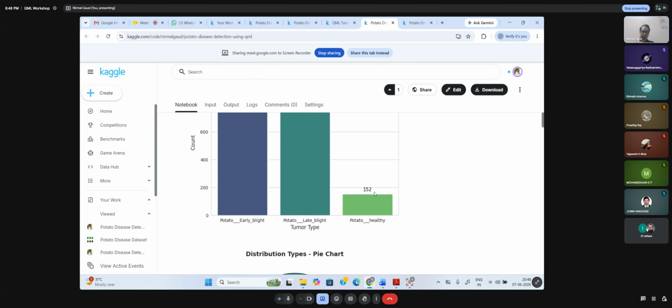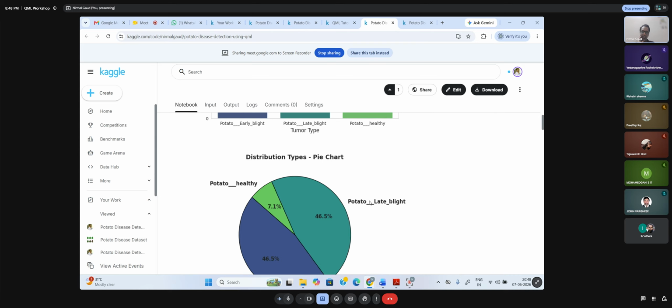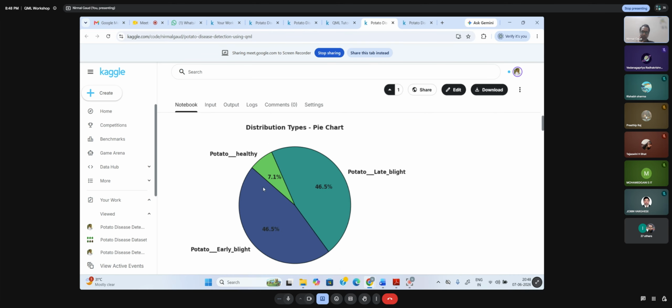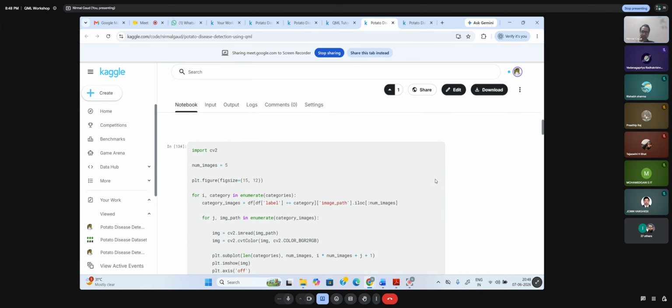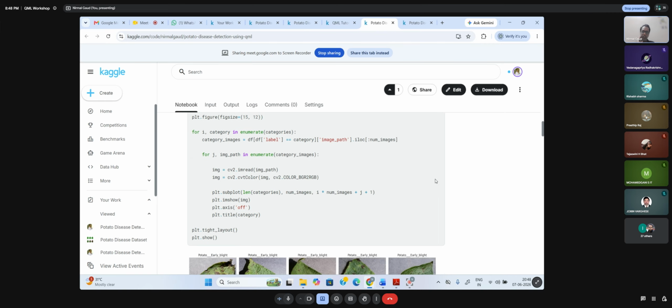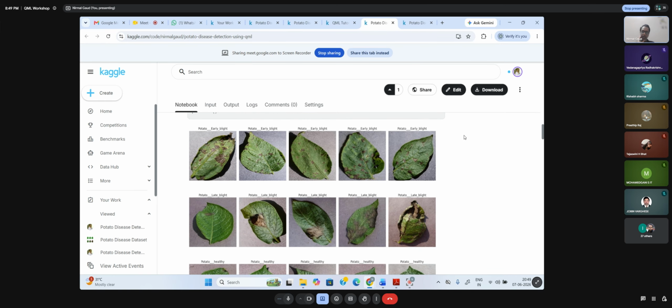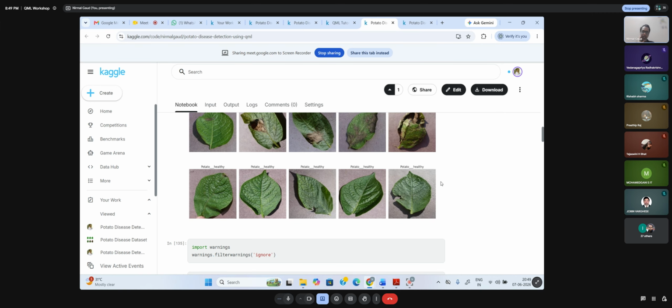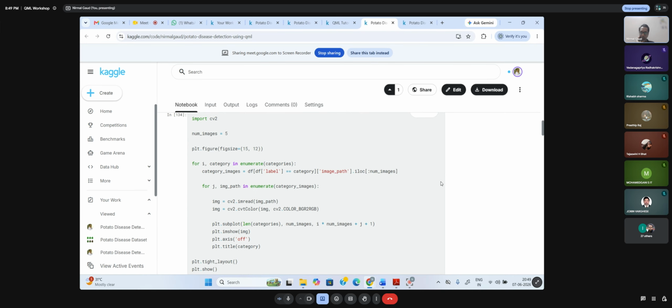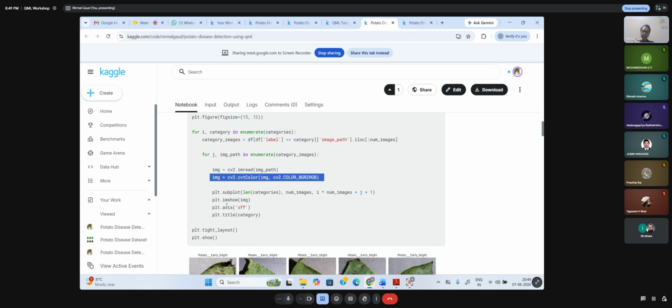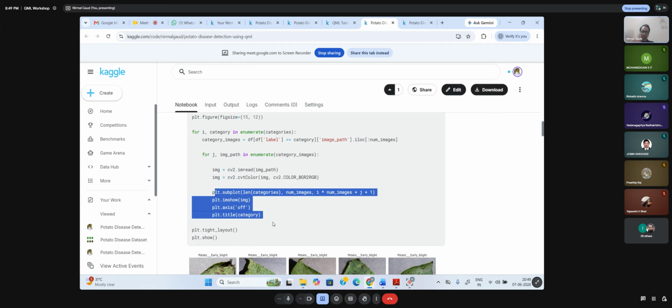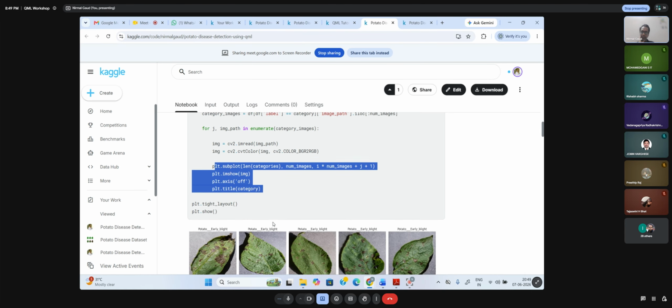Okay, 1,000 each and 152. Here is the pie chart. Fine. And then 5 images from each category I have displayed. Here you can see early blight, late blight, healthy. Here is very basic code. Just read the image, convert the color to RGB, and prepare a subplot for each category. It's not any hard and fast code I'm doing in Python. It's very easy code. Got it.